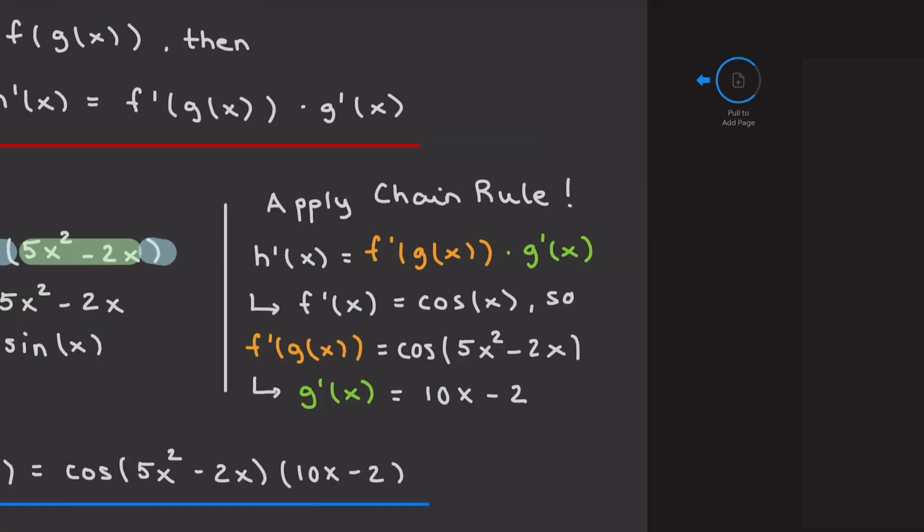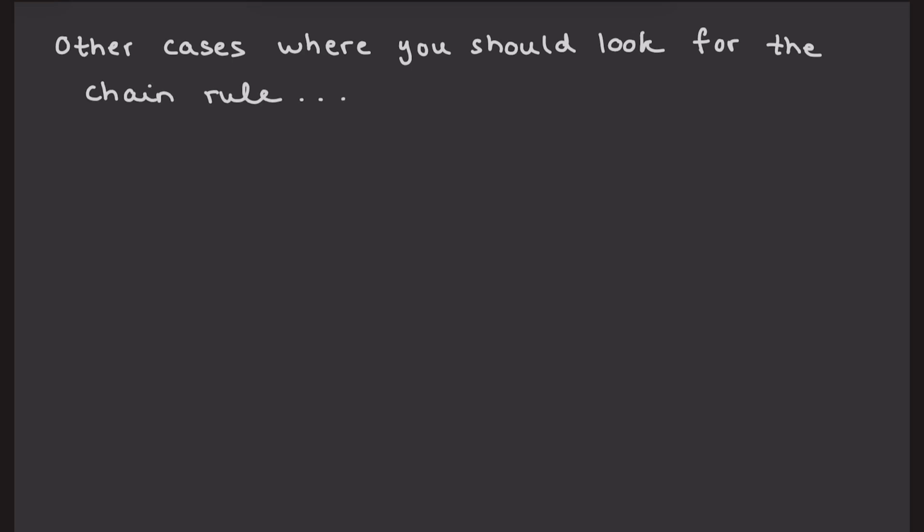Nice! That was a good example of how to use the chain rule, but remember that you should always use the chain rule every time that there is a function living inside another function. That is, every time you have a composite function.